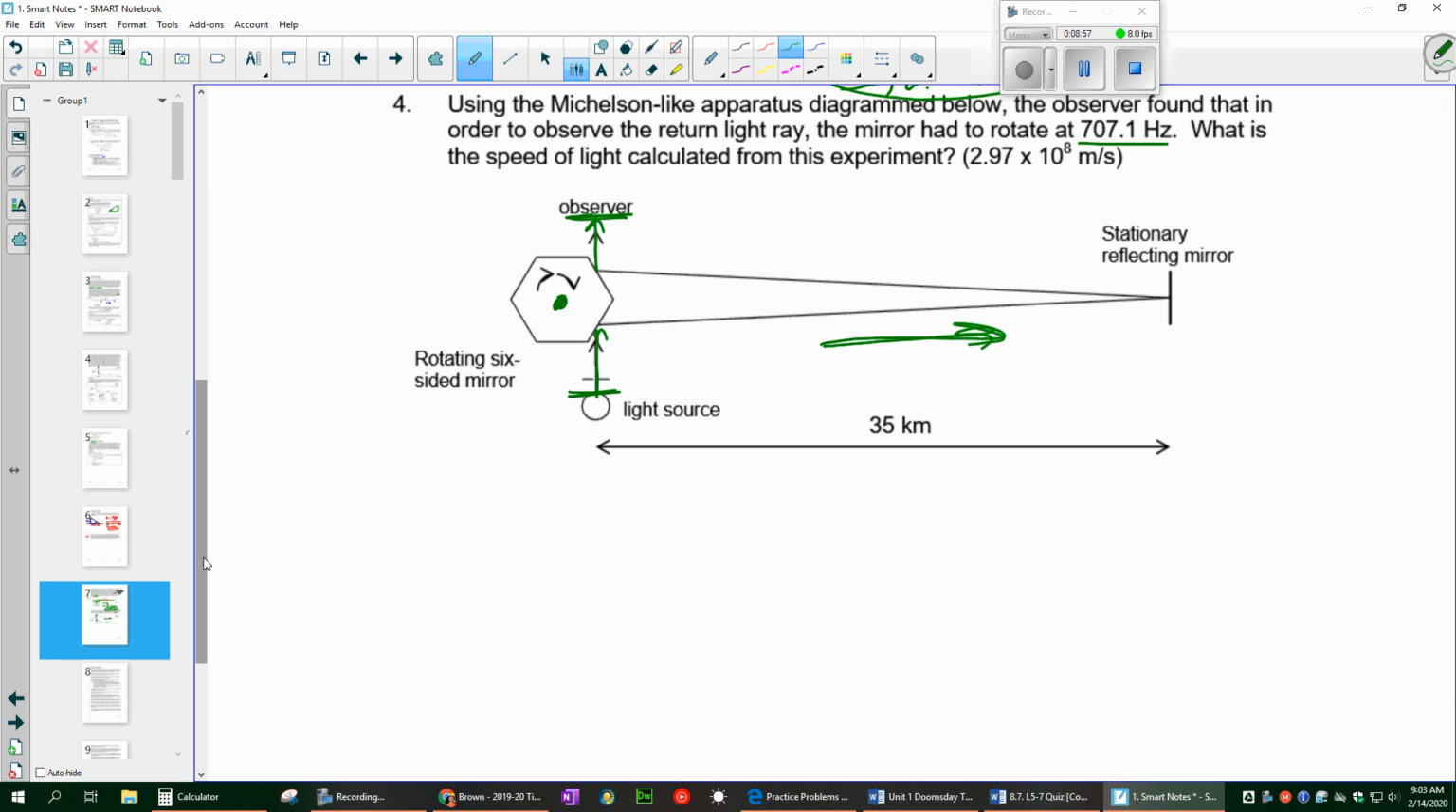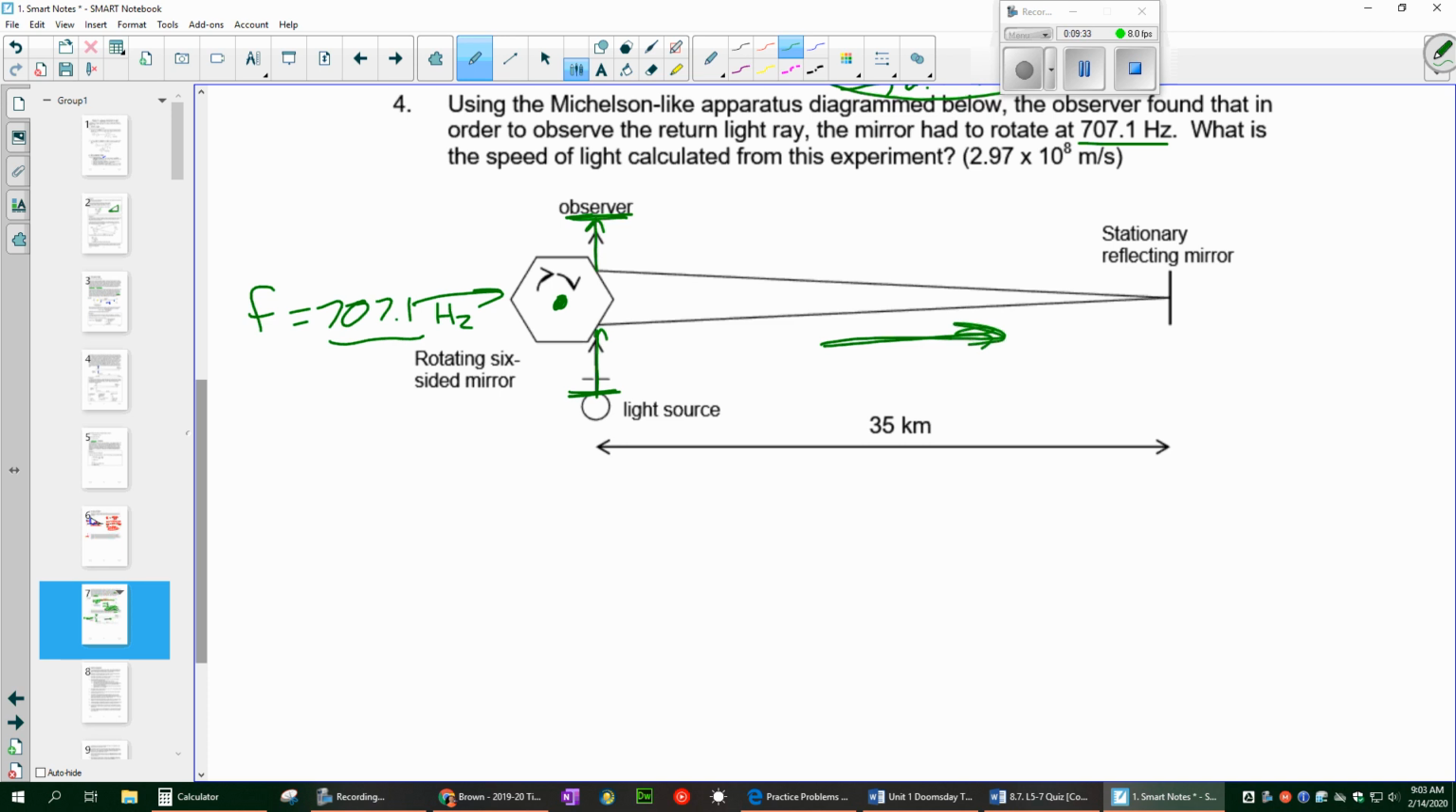Okay. So guys, what do we have to do? We have to calculate the speed. They gave us the frequency, which was equal to 707.1 hertz. Do you guys remember what frequency is? Frequency is a number, but what is it actually saying? It's saying that this thing is going around that many times in 1 second. It's going around 707.1 times every second. That's fast, right? This thing's cruising.